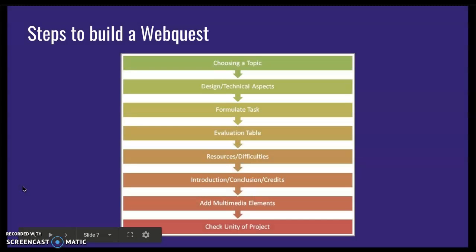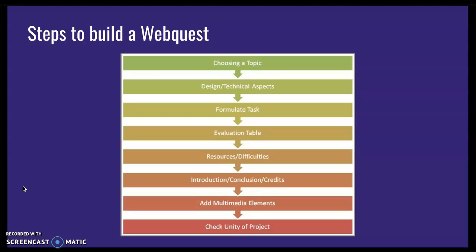Now, in building a web quest, there are multiple steps here. Basically, the first thing you want to do is choose a topic: ancient Rome, the life cycle, shapes, whatever it is. And then you're going to start designing what it's going to look like and the steps that go into it. What specifically do you want them to do? This is when you formulate that task. What is the product that you want them to be able to produce? Then the evaluation table is simply a rubric or some type of assessment or project that the students would be doing.